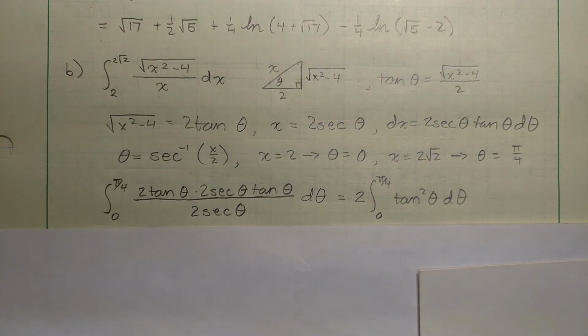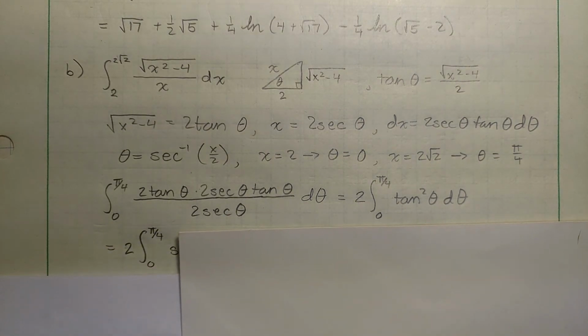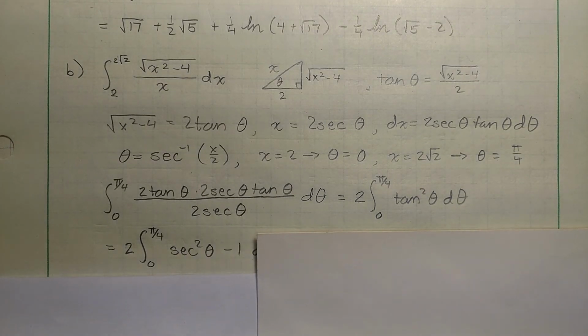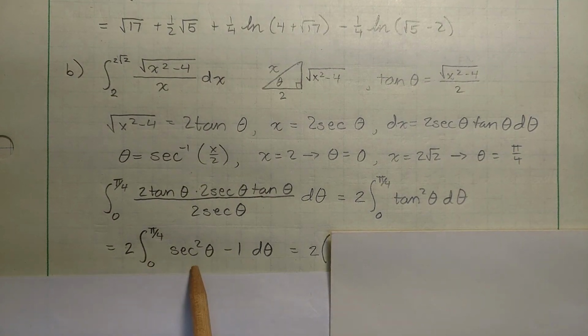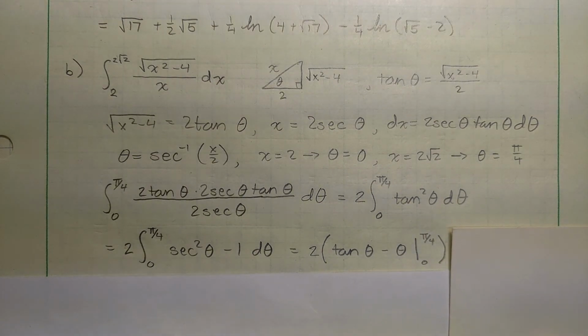This one's not too bad to integrate. You do have to remember your Pythagorean identity, but I can re-express tangent squared in terms of secant squared, which is nice because that's a known antiderivative. So I've got 2 times the integral from 0 to pi over 4, and tangent squared is equal to secant squared theta minus 1 d theta. This is pretty straightforward to integrate, so that's equal to 2 times tangent of theta, since the integral of secant squared is tangent, and the integral of 1 is just theta, evaluated from 0 to pi over 4.